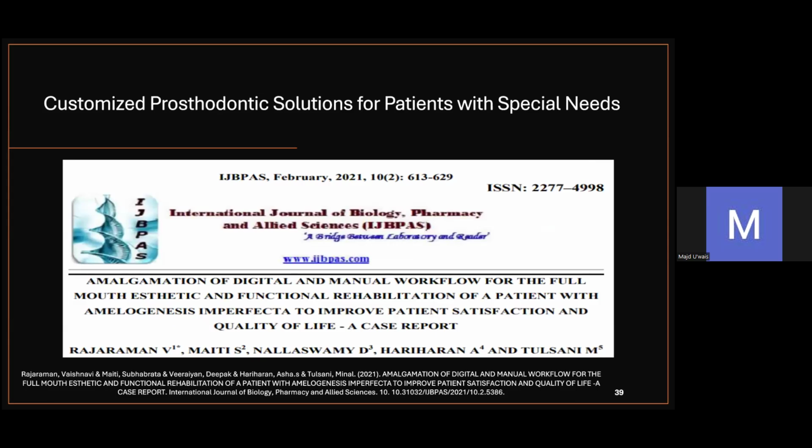Now we'll discuss two case reports that involve customized prosthodontic solutions for patients with special needs. First case about amelogenesis imperfecta, conducted by Rajaman and his colleagues.